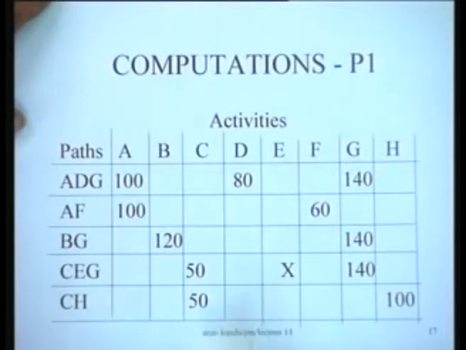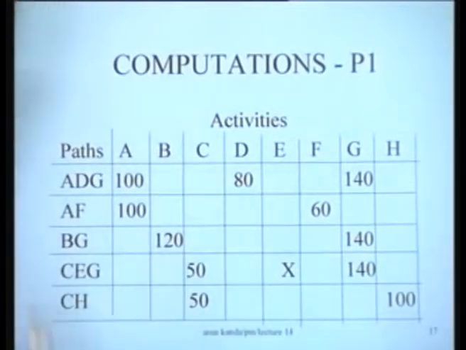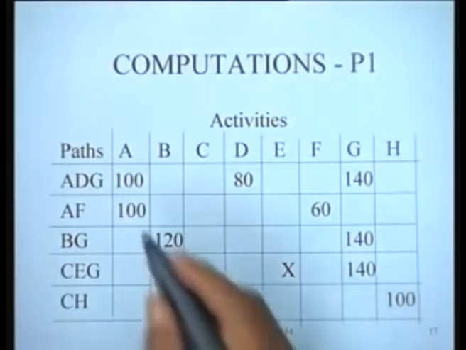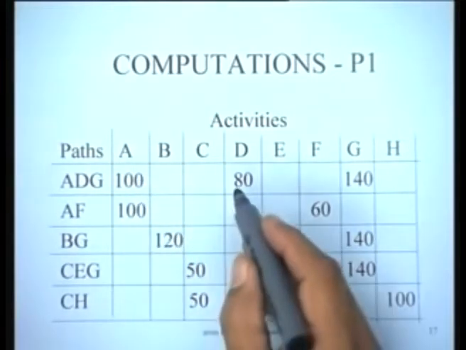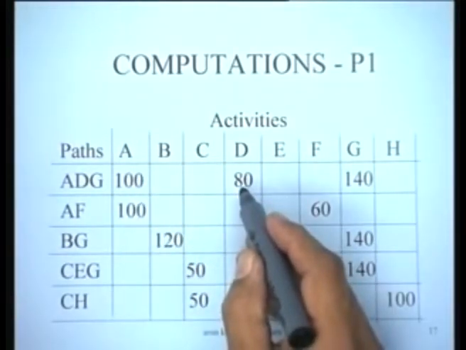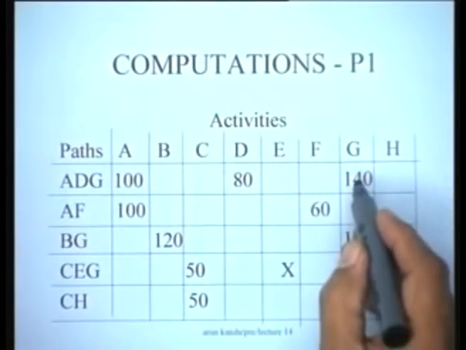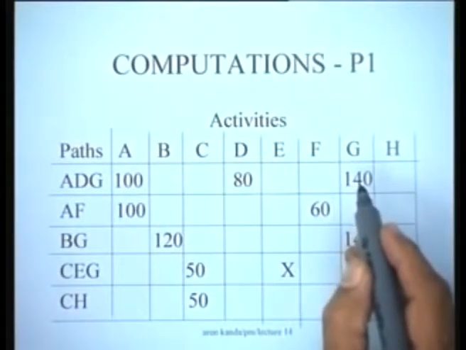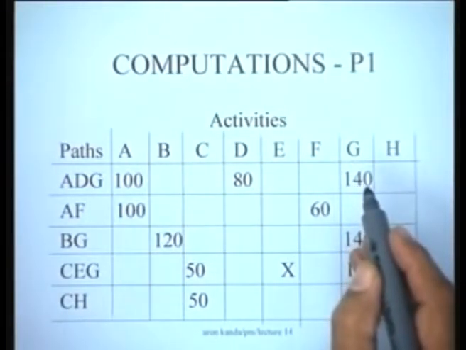This is an activity which cannot be crashed at all, and so on. Now in order to begin the computations, we can note down the durations of all the activities at their normal duration. So at the normal durations, for instance, activity A is 4 days, activity D is 5 days, and activity G is 7 days. So that would mean 4 plus 5 is 9, 9 plus 7 is 16.